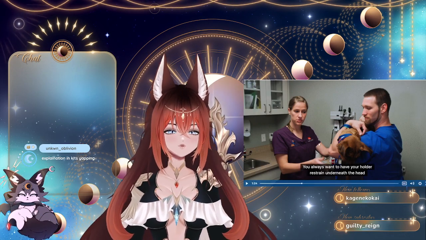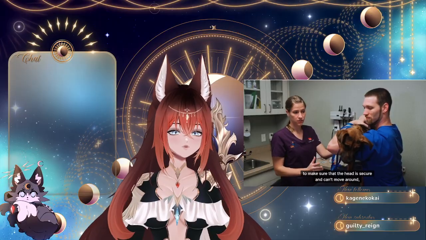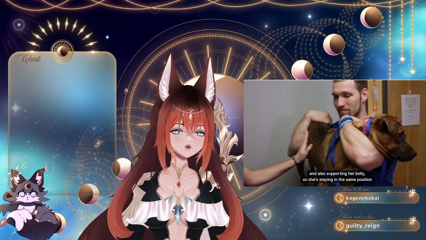Strain underneath the head to make sure that the head is secure and can't move around, and also supporting her belly so she's staying in the same position.